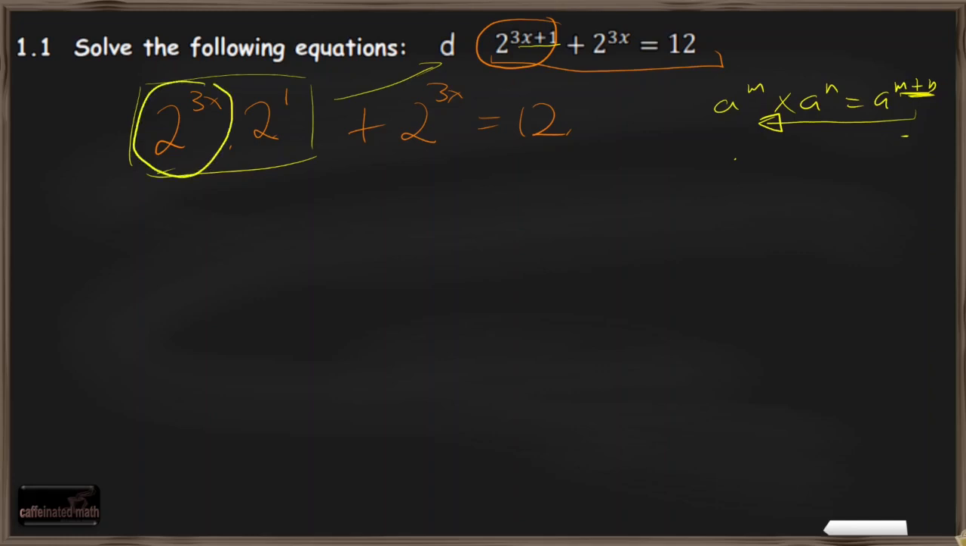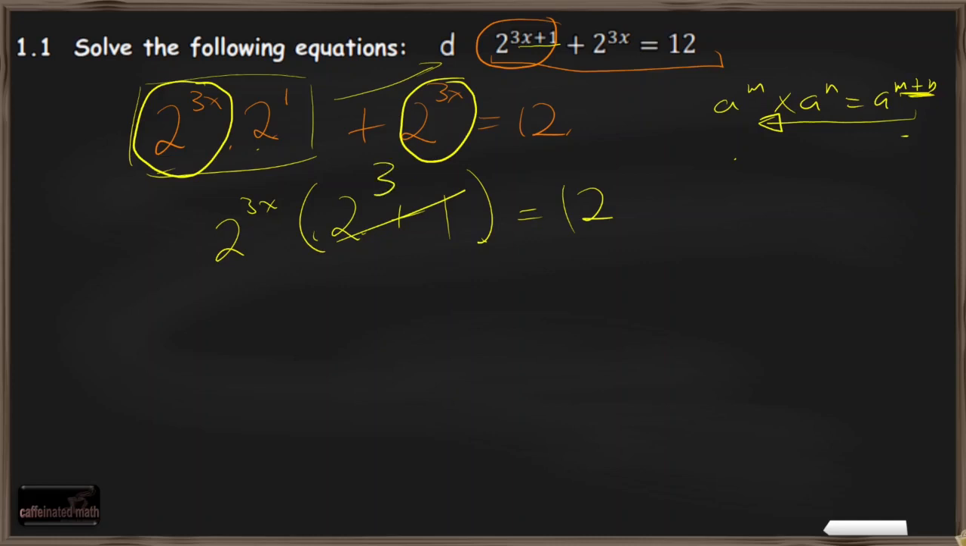Well, the point was to create a common factor, which I can then take out. That's 2 to the power 3x. What's left in this term is a 2, and what's left over there is plus 1. So there, I've properly factorized it, and that is equal to 12. Well, 2 plus 1 is just 3.